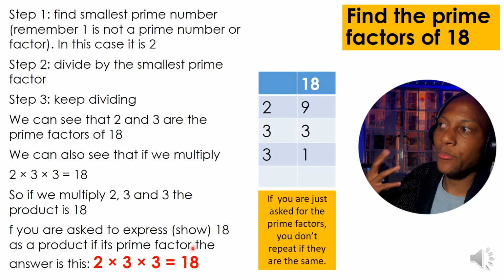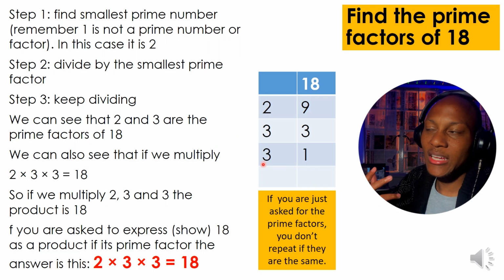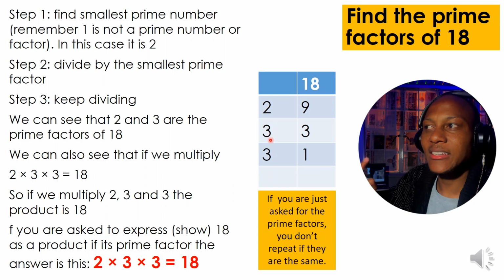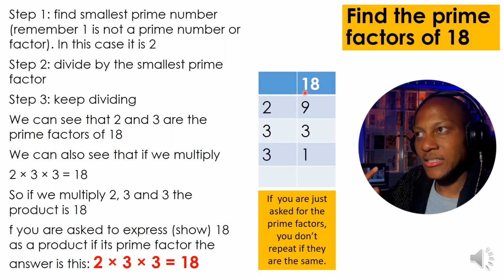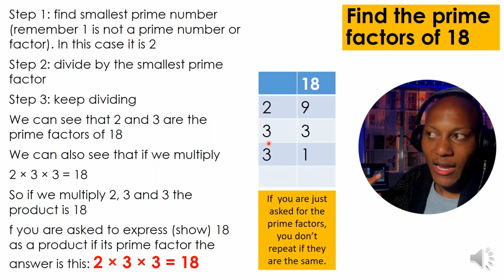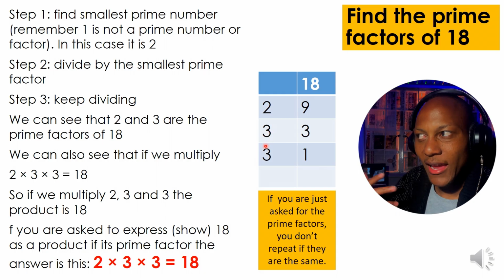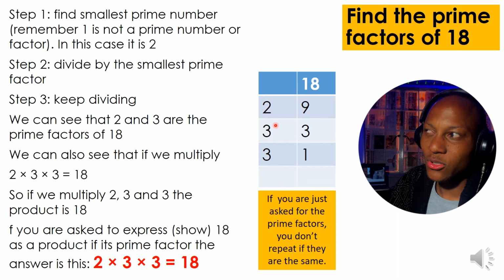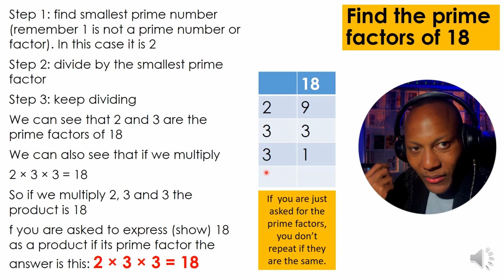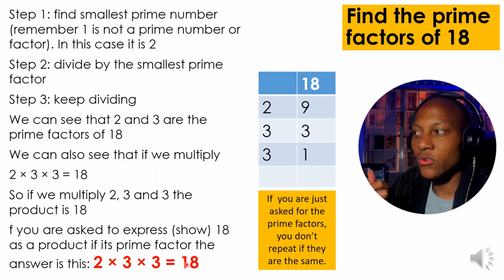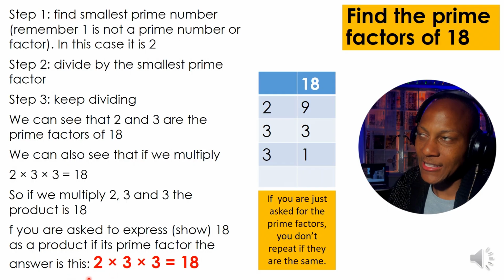If you're asked for the prime factors of 18, don't say 3 and 3 and 2. Just say 3 and 2. Even if you're dividing it by 3 two times, you just say 2 and 3. Those are the prime factors of 18. There's no need to repeat it. But if you're asked to express it as a product of prime factors, you have to multiply 2 times 3 times 3 to get 18. So this would be your answer.